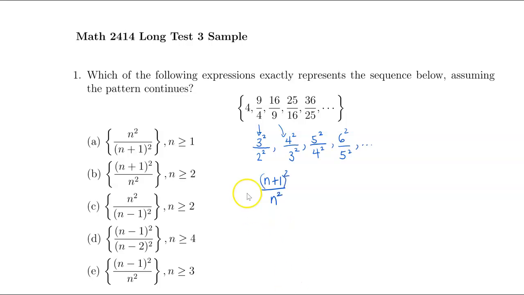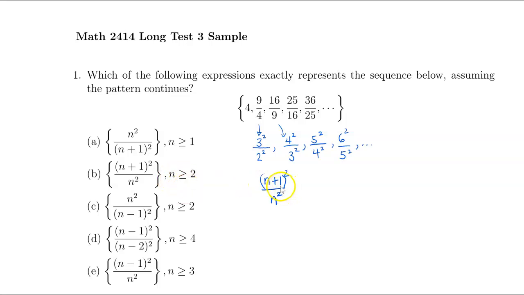Okay, so now let's look at the choices here. Do you see n plus 1 squared over n squared? And then now you look at the counter here. Okay, so it looks like this is the answer, but don't immediately pick it because you have to look at the counter as well. Here it starts at n equal to 2. So this is n greater than or equal to 2.